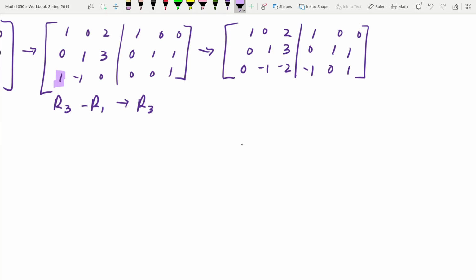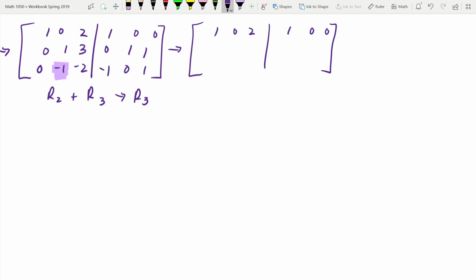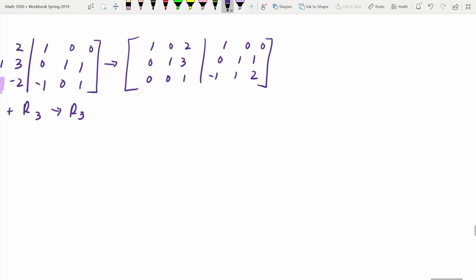The next thing I need is a 0 here. So I'm just going to add row 2 to row 3. I cannot use row 1 right here. So I'm going to go row 2 plus row 3 becomes my new row 3. So row 1 doesn't change. Row 2 doesn't change. Add row 1, row 2 and row 3 together, and you get 0, 0, 1, -1, 1, and 2. I got a 2 for 1.